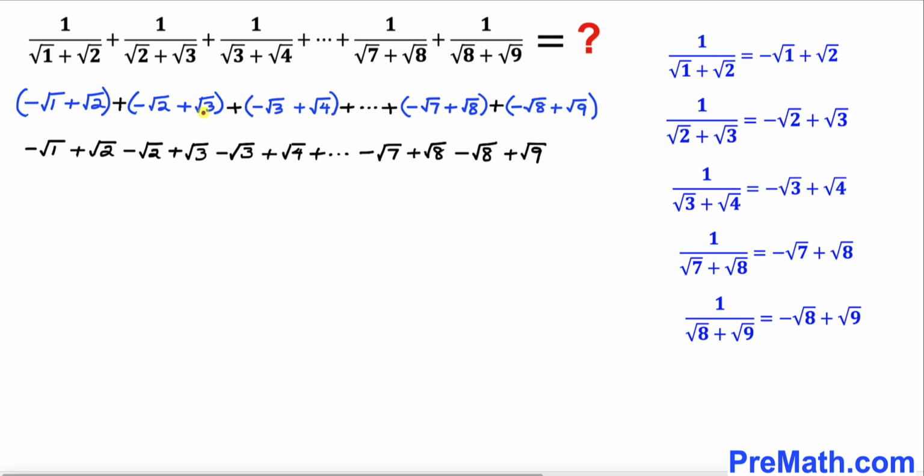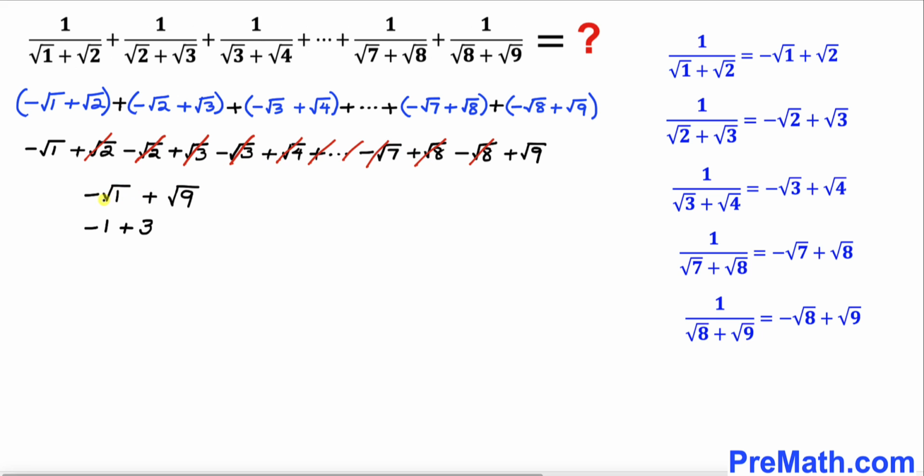And in this next step, I have removed these parentheses and simplified this. And now we can see this positive square root of 2 and this negative square root of 2, they are gone. Likewise, this positive square root of 3 and negative square root of 3 are cancelled as well. Likewise, this positive square root of 4 is going to cancel with the next one, and likewise this is going to cancel with this one, and this is going to cancel with this one. So we are simply left with this negative square root of 1, and at the end we are left with this square root of 9. So everything collapses except this.